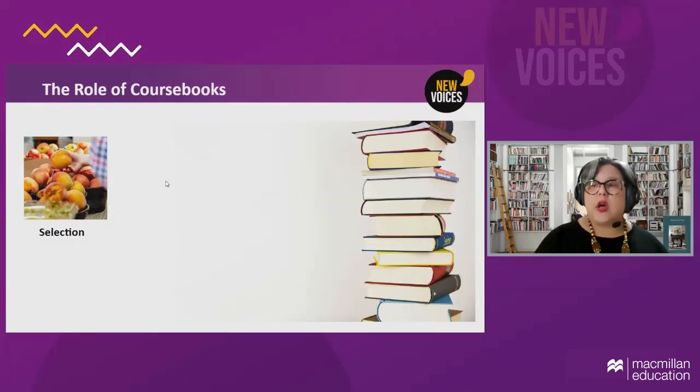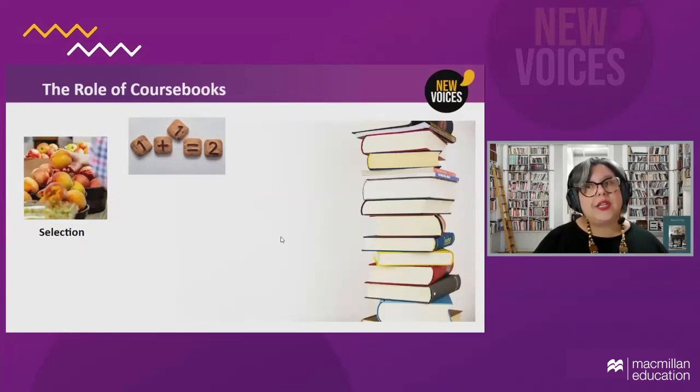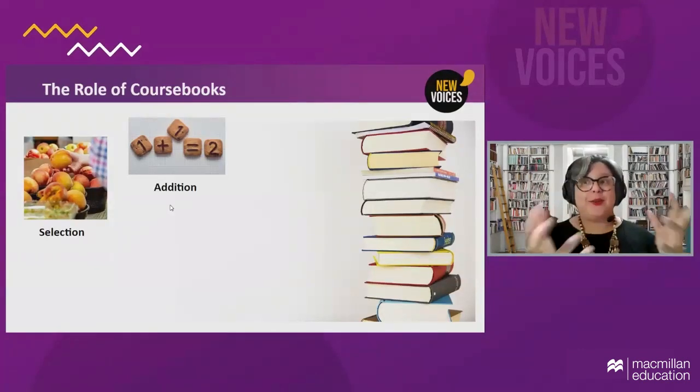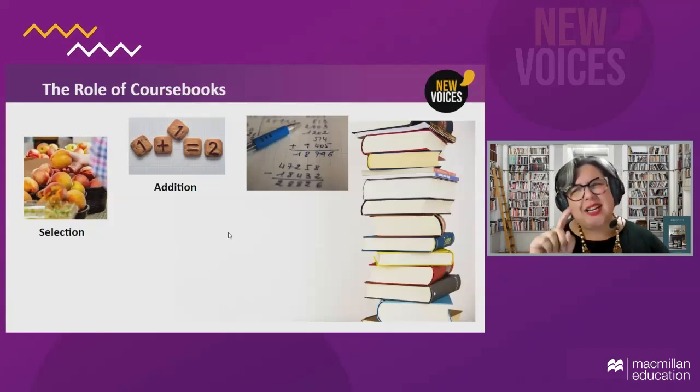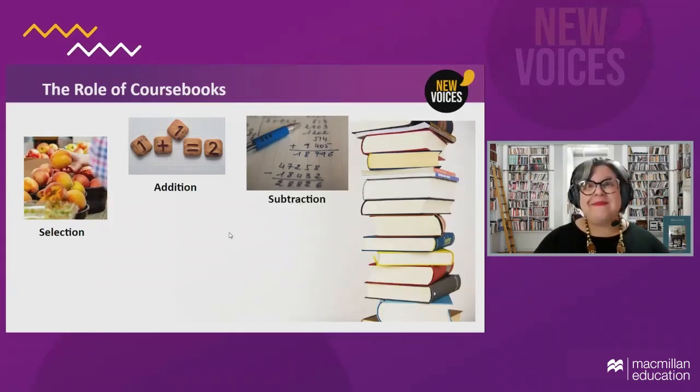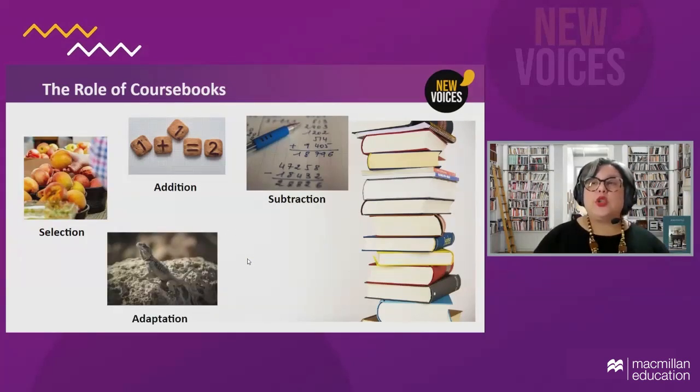Once you choose a course book, you have to bear in mind that it is not 100% suitable for your students. You have to add something. Then you can add your material there. Also, sometimes there are activities that are not good for that group of students. What do you do? Don't use them, okay? And if you want to use them, you have to adapt them to the needs of your students.